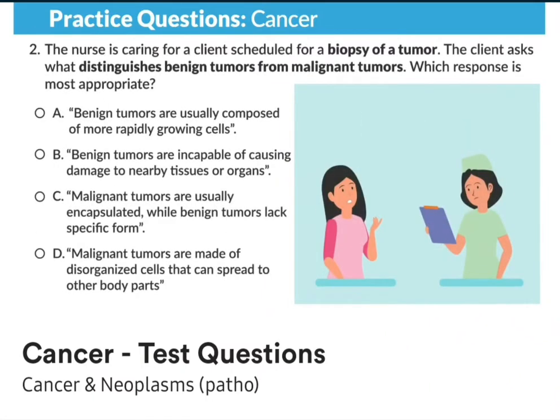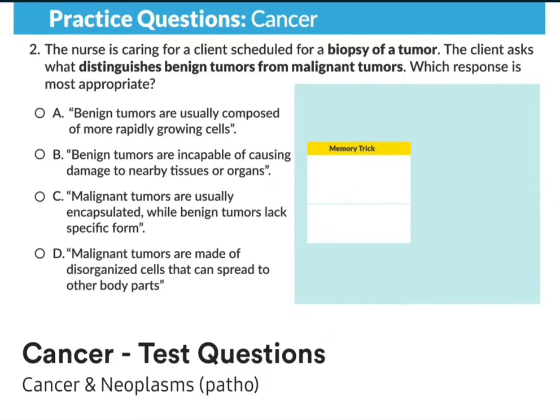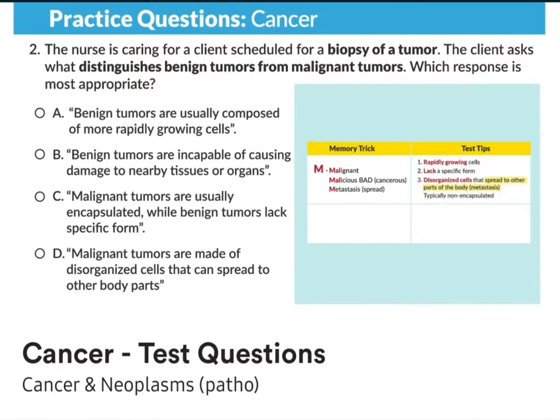Now, question number 2. The nurse is caring for a client scheduled for a biopsy of a tumor. The client asks what distinguishes benign tumors from malignant tumors. Which response is most appropriate? So recall your memory tricks and test tips here. So once again, the memory trick, think of the M's for malignant is malicious or basically bad cancer that often leads to metastasis. And the test tips is rapidly growing cells, number 2, a lack of a specific form, and 3, disorganized cells that spread to other parts of the body, that metastasis. And the B for benign is like be nice.